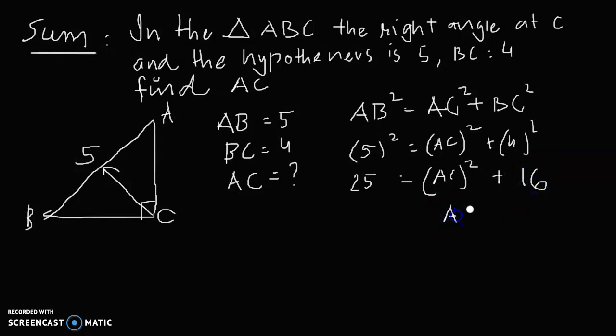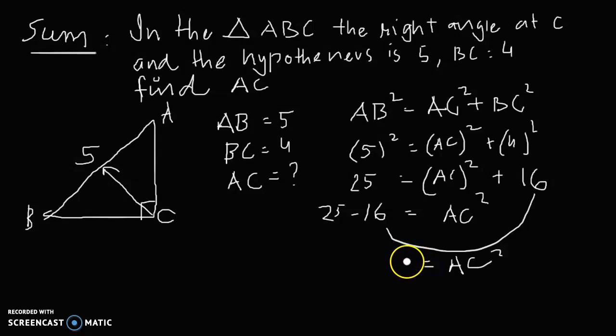So AC square is equal to 25. We will bring 16 here, so it's minus 16. So write down AC square is equal to 25 minus 16 is 9. So AC is not 4.5. It is not half of 9. It is the root of 9. You know, it is written like this. It is the root of 9, which is equal to 3. So this is the answer.